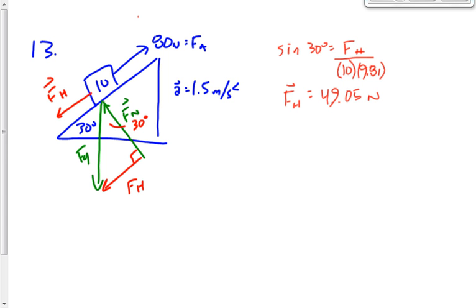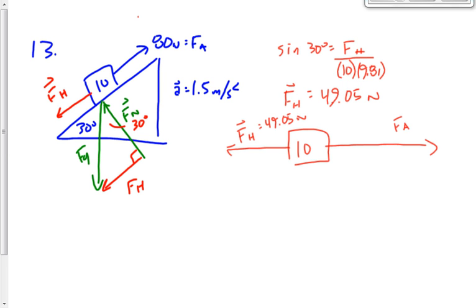We've got FH here. Let's straighten this out a little bit. We don't have to, but let's do it here. 49.05 newtons to the left. We've got the applied force to the right, which is 80 newtons. I don't need to bother drawing gravity and the normal force here. How come? I've already accounted for gravity and the normal force. Although I don't see them directly in this diagram, the force of the hill already has gravity and the normal force. In fact, it is gravity and the normal force combined.